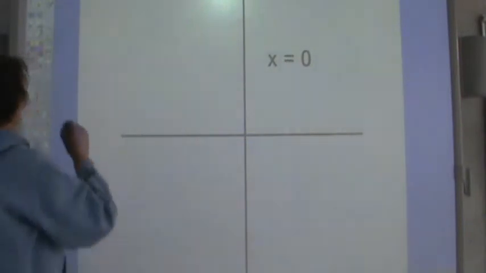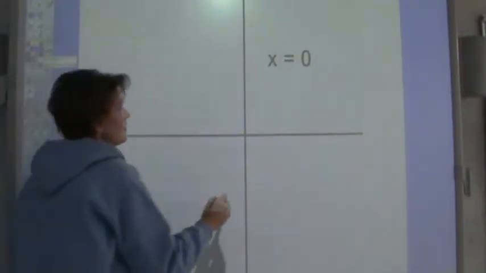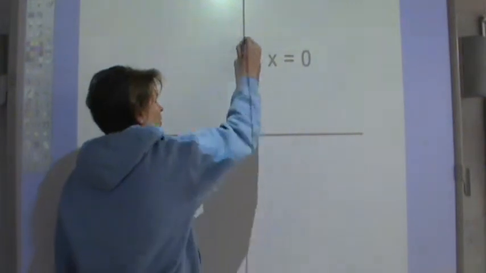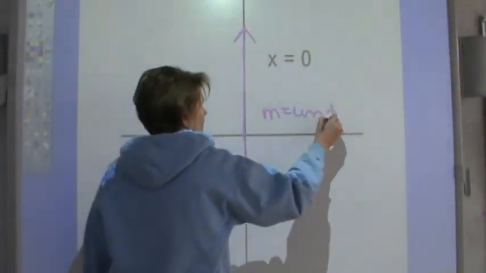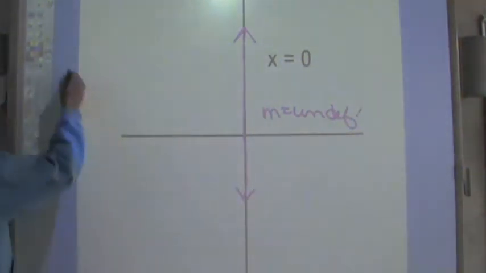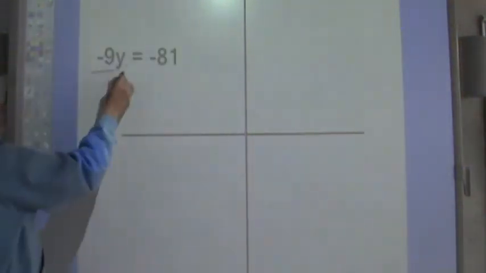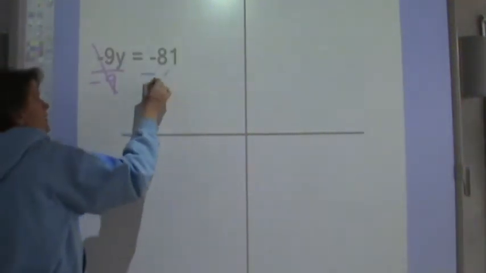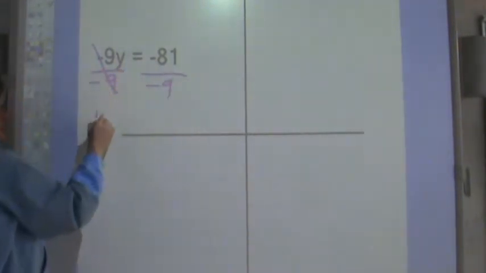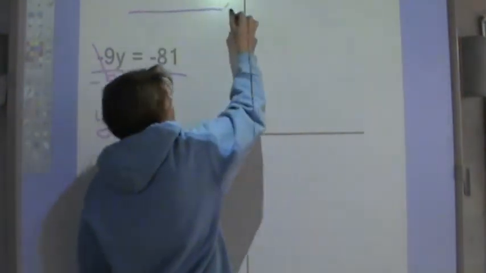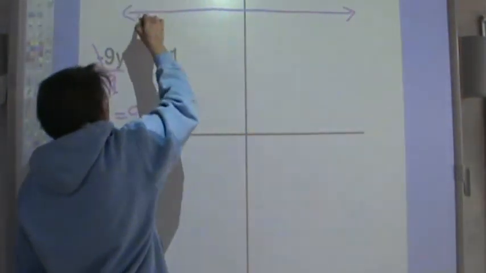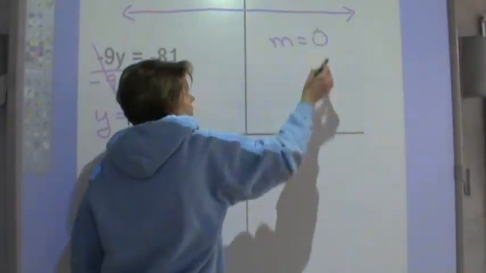So if x equals 0, let's use a different color, that's going to be a vertical line, and it's going to be right on your axes. And one more. We'll divide by -9 to get y by itself, so y would equal 9, so I have a horizontal line at 9, and my slope would be 0.